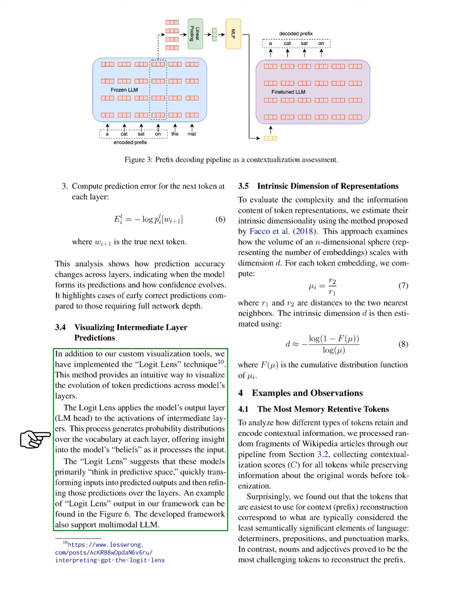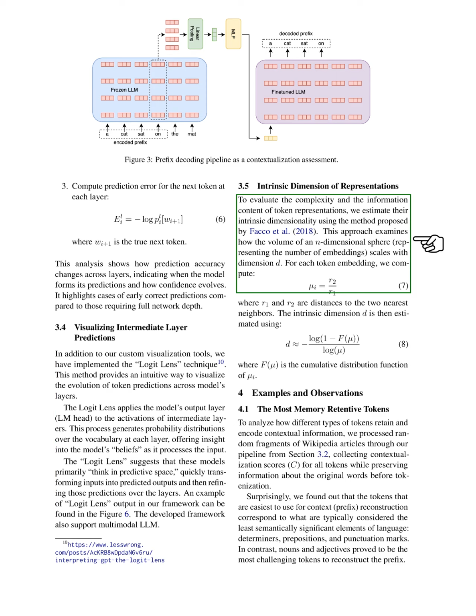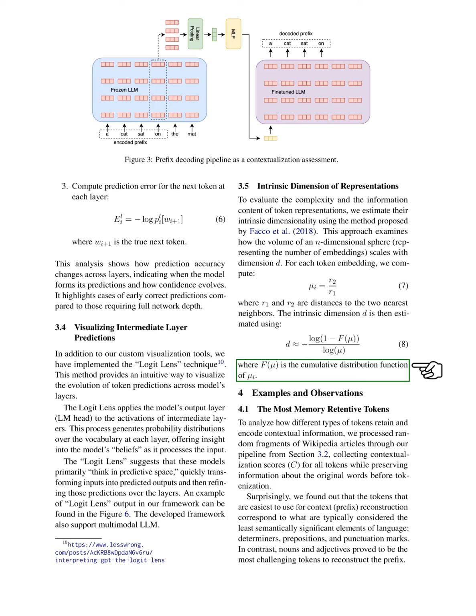To visualize these predictions, we implement the logit lens technique, which shows how token predictions develop across layers. This method generates probability distributions over the vocabulary, illustrating the model's evolving beliefs as it processes input. Finally, we assess the intrinsic dimensionality of token representations to understand their complexity and information content. We estimate how the volume of an n-dimensional sphere scales with dimension, using distances to the nearest neighbors to compute the intrinsic dimension.